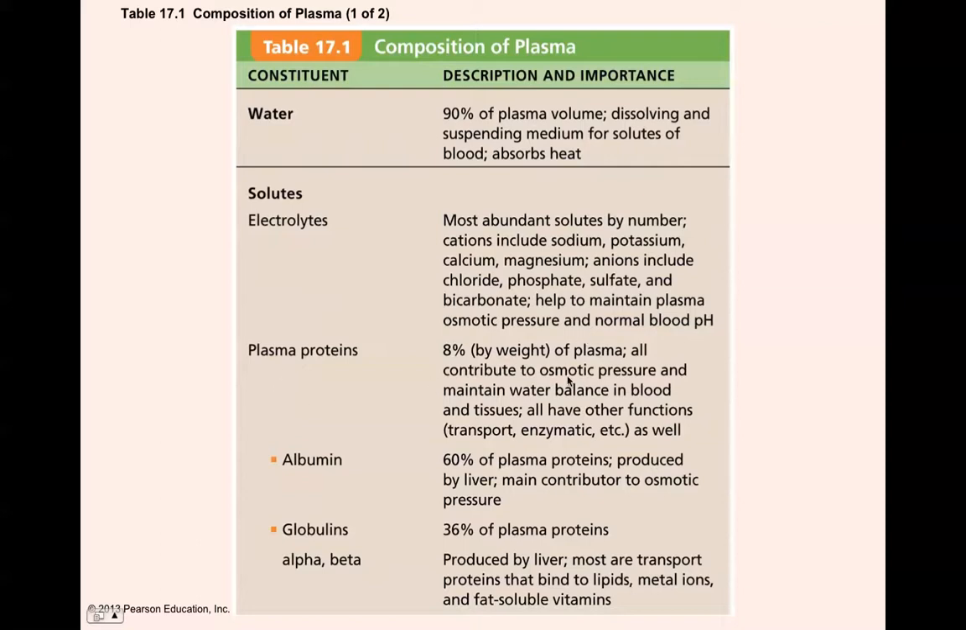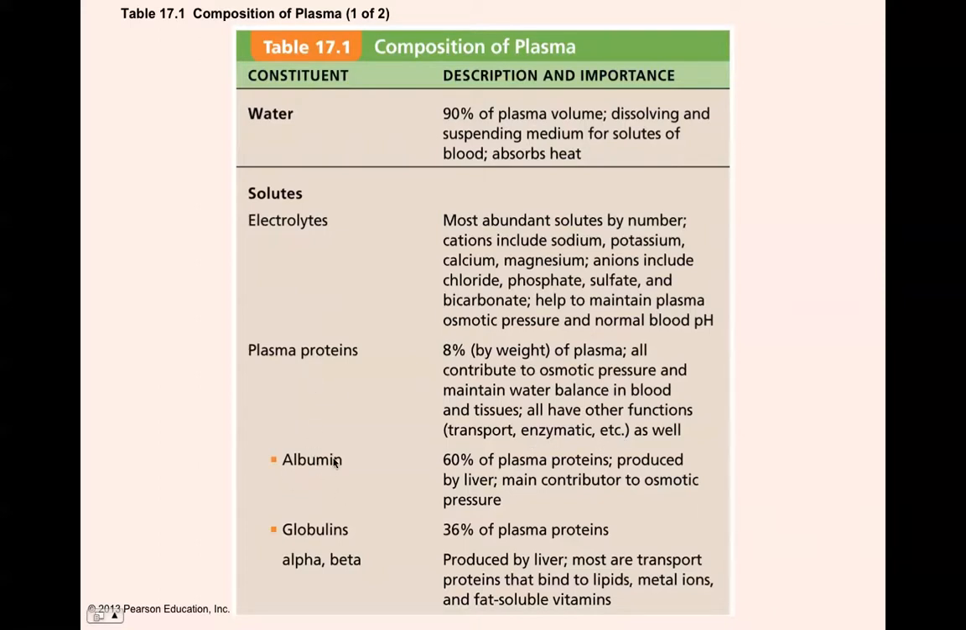Then there's also plasma proteins. Plasma proteins form about 8% by weight of the plasma, and all of these contribute to osmotic pressure and maintain the water balance in the blood and the tissues. So by having plasma proteins, particularly the albumin, this will actually serve to keep the water within the circulatory system so that the water doesn't seep out into the tissues. So there's other types of plasma proteins that serve as transport proteins, enzymes, etc.